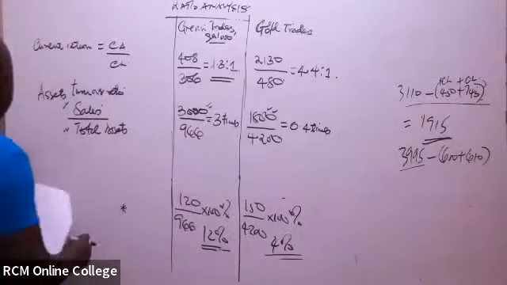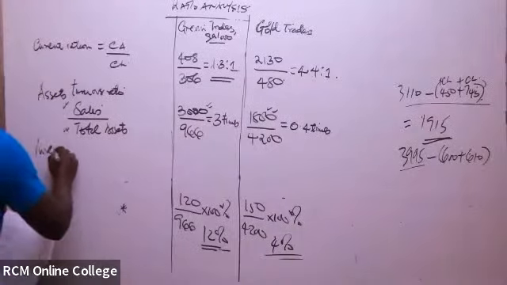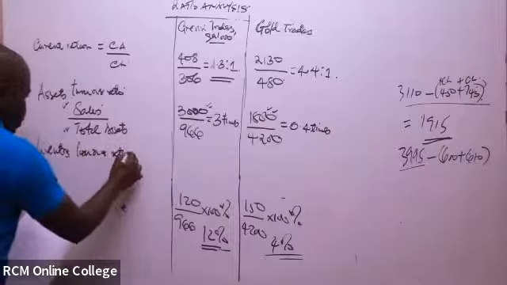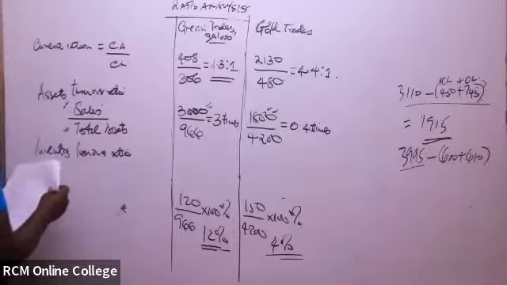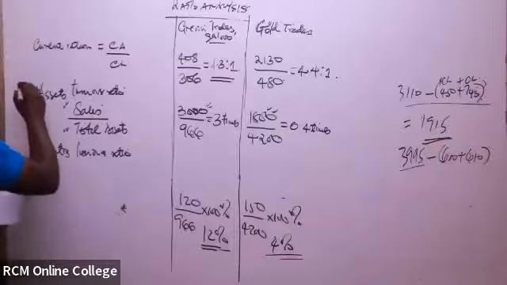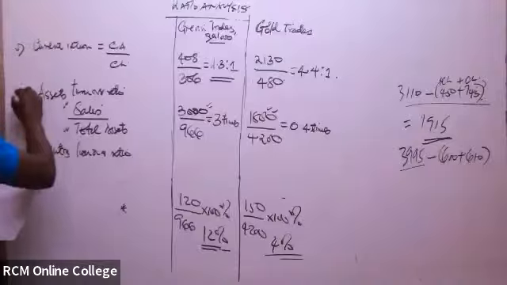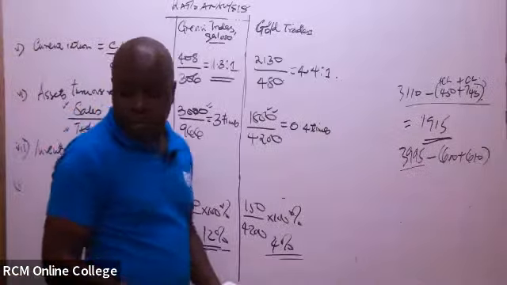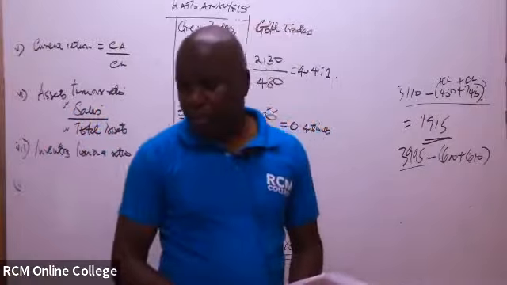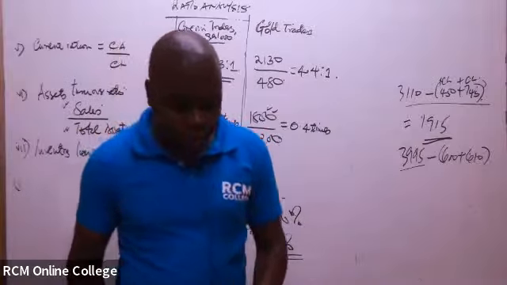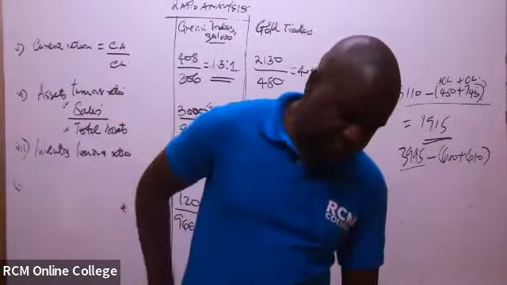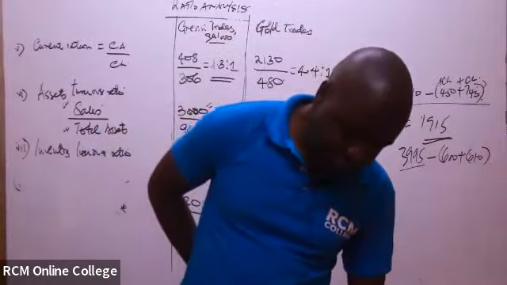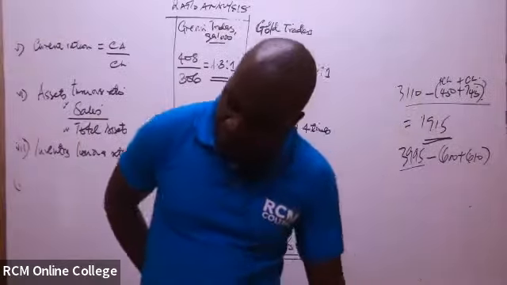Then in this case, you have inventory turnover. The current ratio was number 5, this one is number 6, and this one is now number 7. The inventory turnover ratio formula is cost of sales over the average inventory.